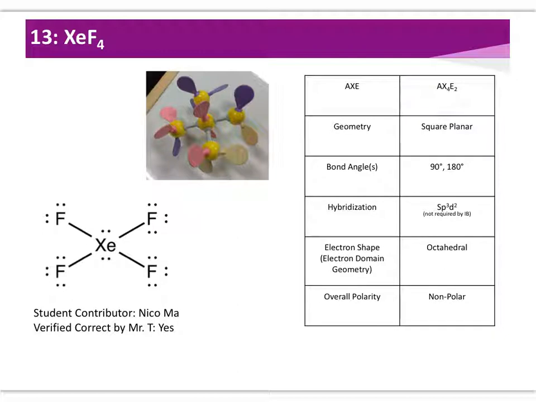And the last molecule is XeF4. This is also non-polar because all of the bond angles are going to be 90 degrees. So the polar bonds would distribute themselves evenly to make a non-polar molecule. And that is all 13 molecules. We will do more when we study resonance structures. Just so you know, we'll have a little bit more practice on this next week after we learn about hybridization and resonance structures.